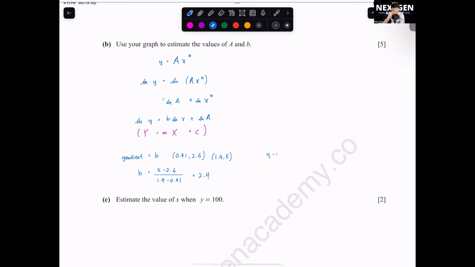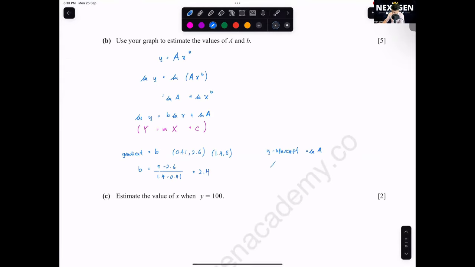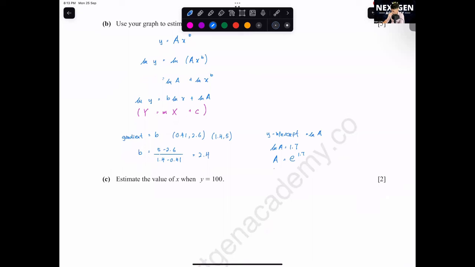Then the y-intercept is equal to ln a. Base it on your own graph. Don't need to follow mine. Normally there'll be a range of values that they accept. According to my graph, it is 1.7. I think 1.6, 1.7 should be acceptable. So ln a equals 1.7. For a, you inverse your ln, you get e to the 1.7, a is equal to 5.47.